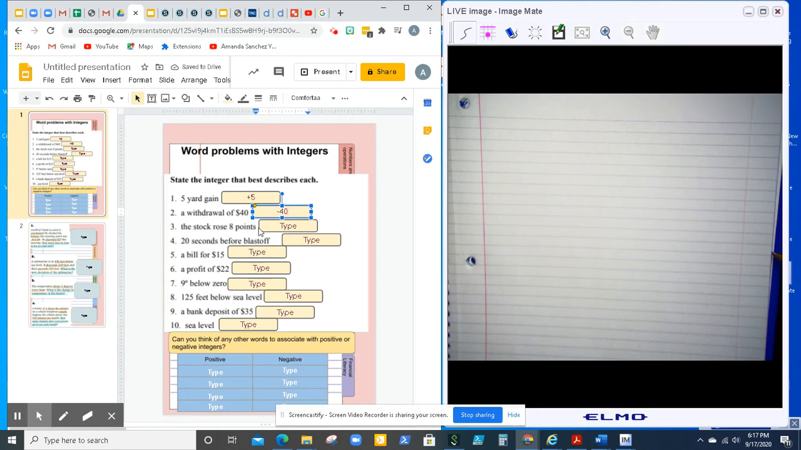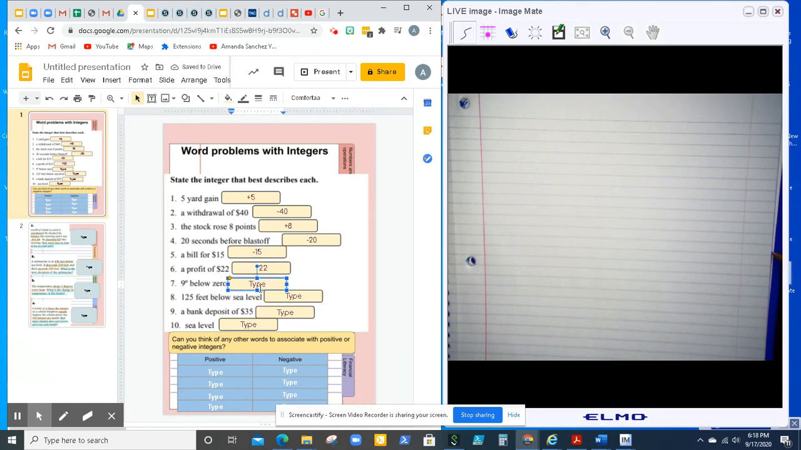Stock rose 8 points, positive 8. 20 seconds before blastoff. Minus 20. A bill for $15. So a bill for $15, that means you have to pay it. So it would be negative 15. A profit, it's a positive thing. You're gaining money that way. So positive 22.